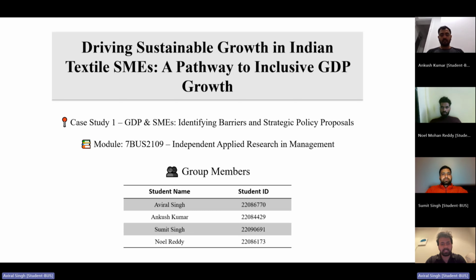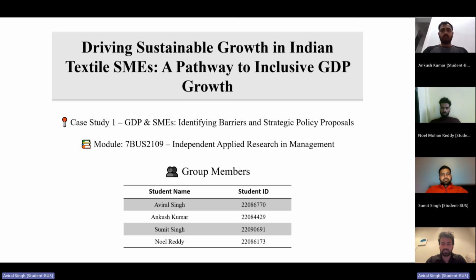We approached this study like a consulting assignment. Our goal was to diagnose the challenges, evaluate the landscape using academic frameworks, and finally recommend practical, scalable solutions. We didn't want this to be a theoretical exercise. We want it to be actionable. In the next 20 minutes, we will walk you through the full journey from identifying the issue, analyzing the environment, and suggesting strategies to envisioning a sustainable future of India's textile SMEs.